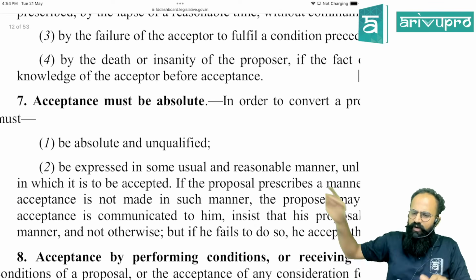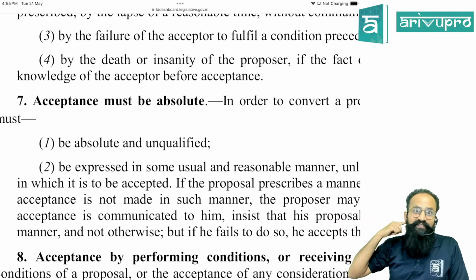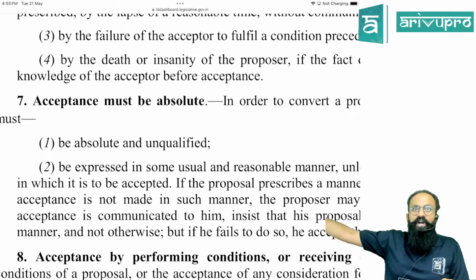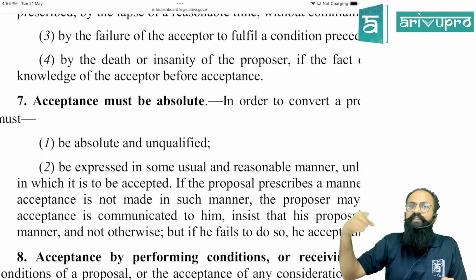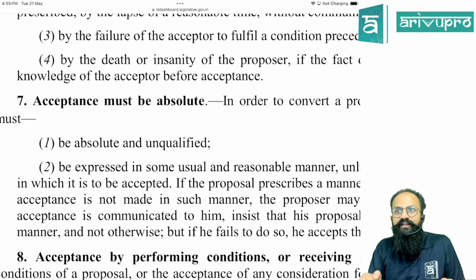Now there is something called acceptance must be absolute. Something of this sort is there. Now there is 7. Agreed? Now under 7 there is 1 also written. 2 also written. Now how do you give a reference to that first paragraph? How do you give a reference to the second paragraph? You call it as subsection.